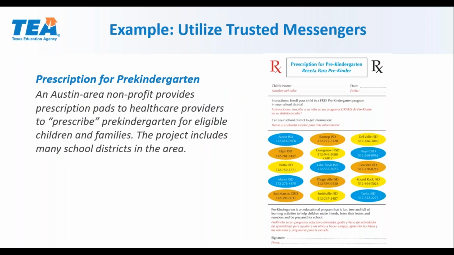So here's an example of utilizing trusted messengers. An Austin area nonprofit provides prescription pads to healthcare providers to prescribe pre-K for eligible children and families. This project includes many school districts in the area, and you can see the district and their phone number listed there. Like I mentioned, doctors are often a trusted messenger. And so I think when families get this from their pediatrician, they may look into it and trust it because they have that relationship built with their doctor.